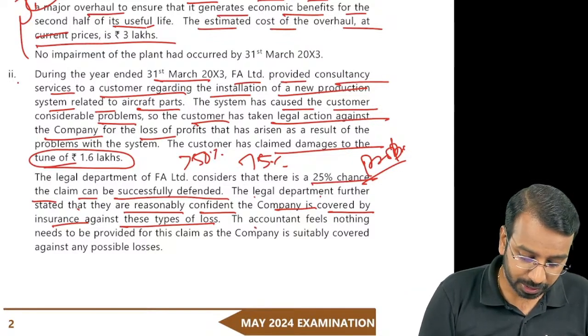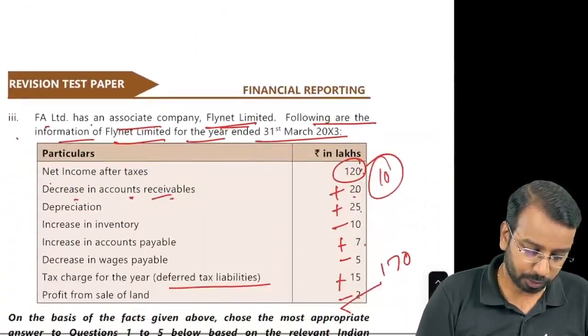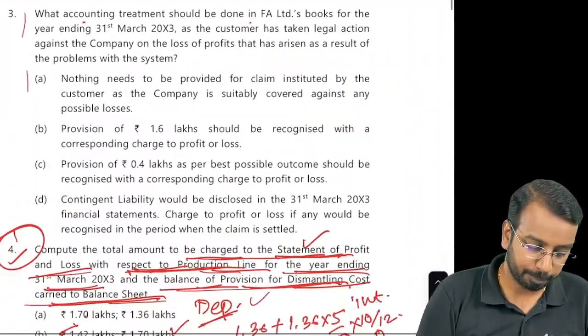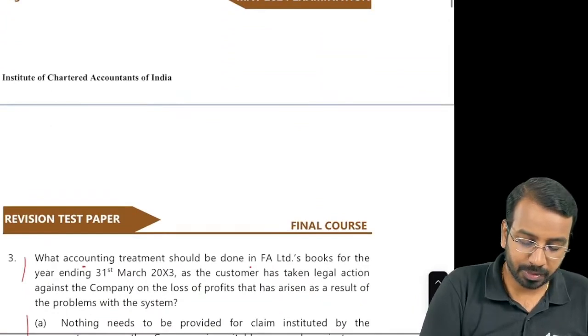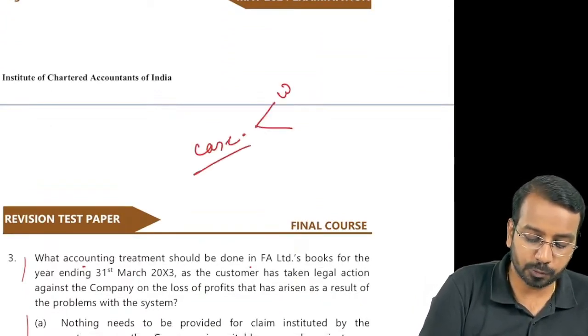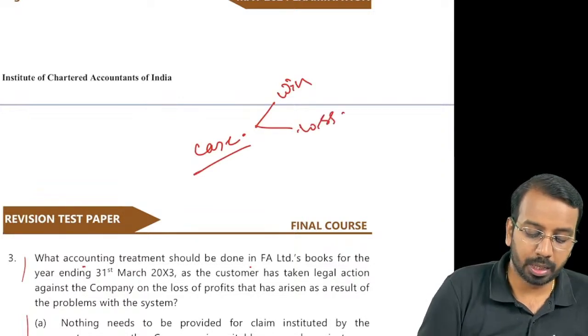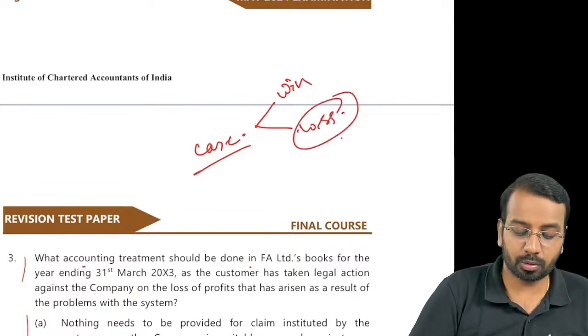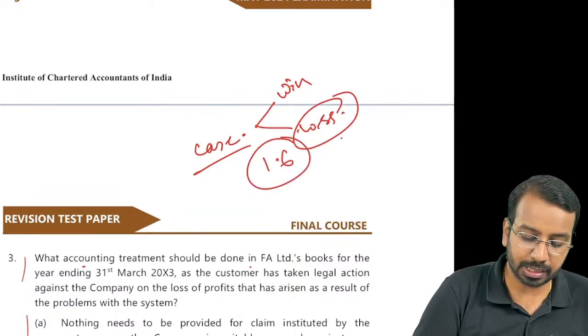The accountant feels nothing needs to be provided for the company. So let's see the question. See, first, this is a scenario where a case is filed, which means there are 2 outcomes. One is win, one is loss. Now whenever there are 2 outcomes, we will take the most likely outcome, loss. That is 1.6, we have to provide it.